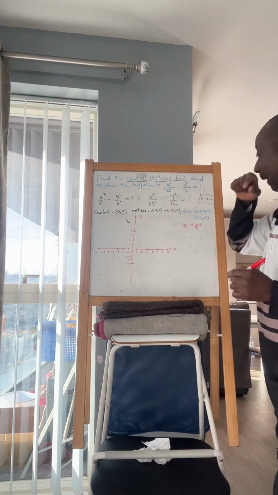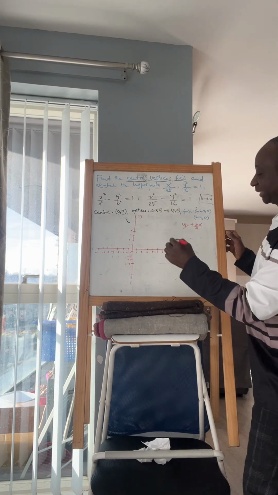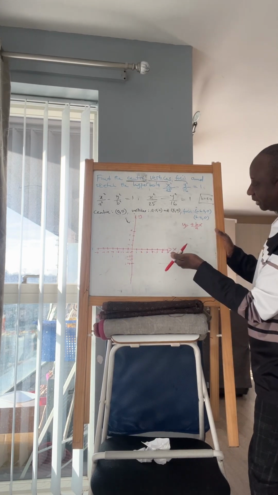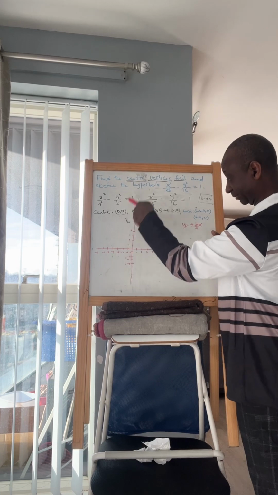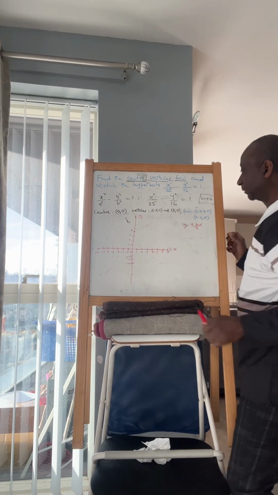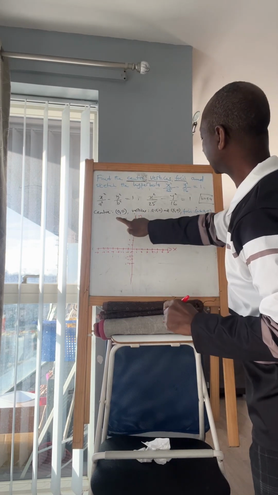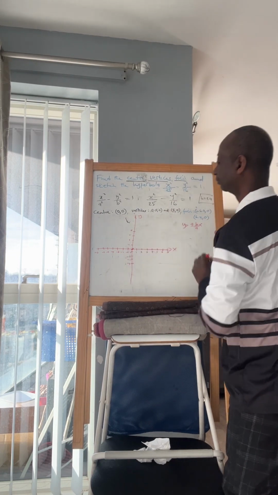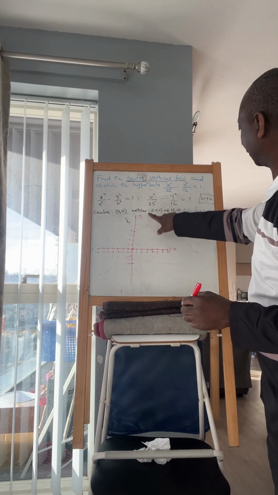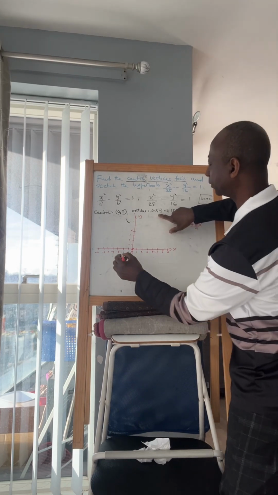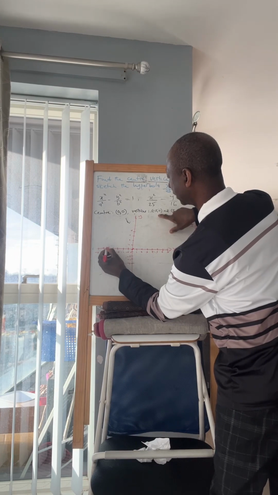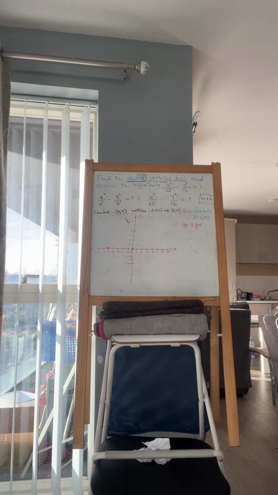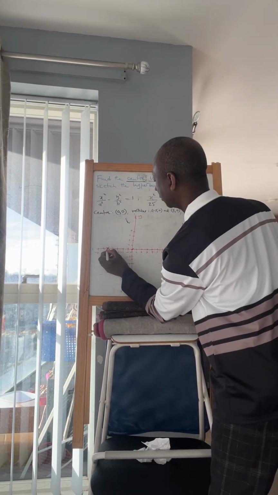Why do I stop at 4 here? Because this is the A we will get from the horizontal, and the B we will get on the vertical line. First, the center is 0, 0. So we have it here. The vertices are minus 5, 0.